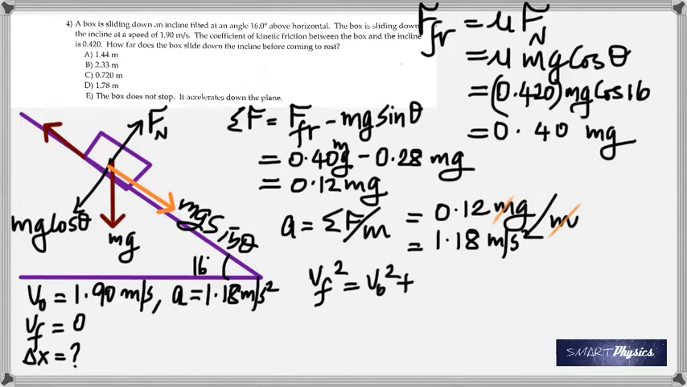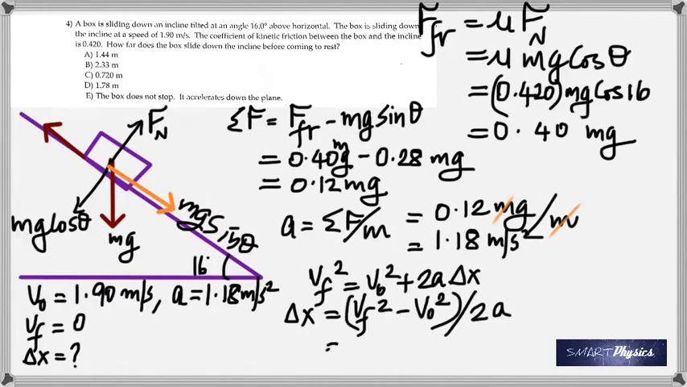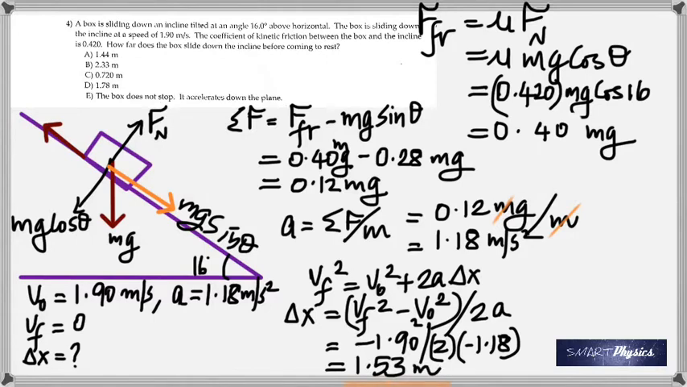Vf squared is v naught squared plus 2a delta x. Rearrange, make delta x the subject, get Vf squared minus v naught squared by 2a, which is minus 1.90 squared by 2 times 1.18, which gives 1.53 meter. So the answer is close to A, which is 1.44 meter.